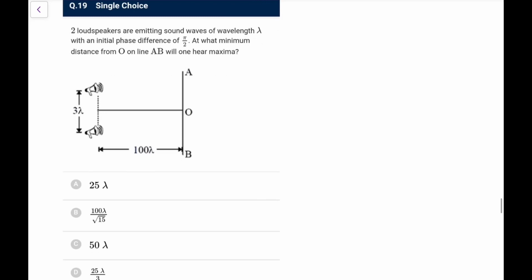Next, two loudspeakers are emitting sound waves of wavelength lambda with an initial phase pi by 2. At what minimum distance from O1 along line AB can one hear the minimum? So first of all, because of this pi by 2 difference, this won't be the maxima here. So you need to go somewhere here where the pi by 2 phase difference is induced, and that sin theta you all remember is y by D. Not pi by 2, sorry, the path difference you need to remember, not that.